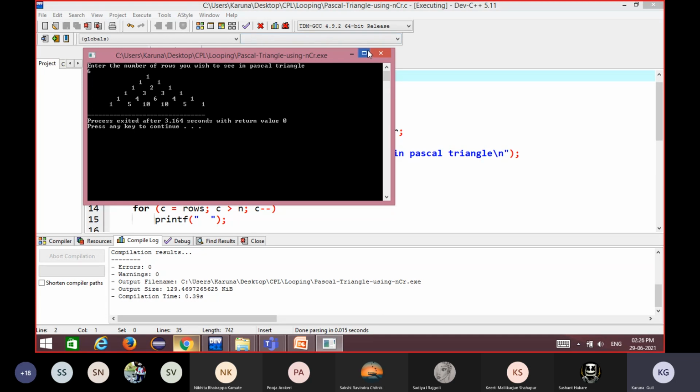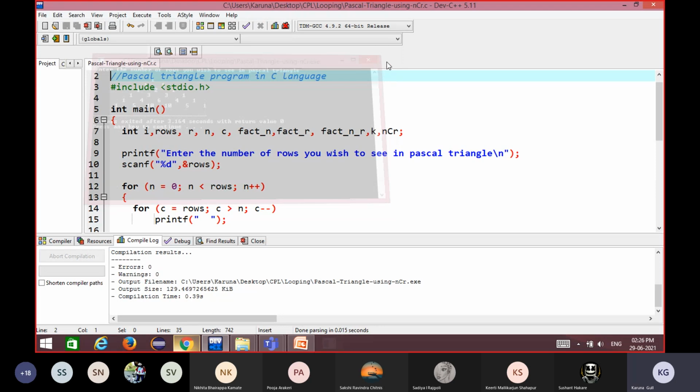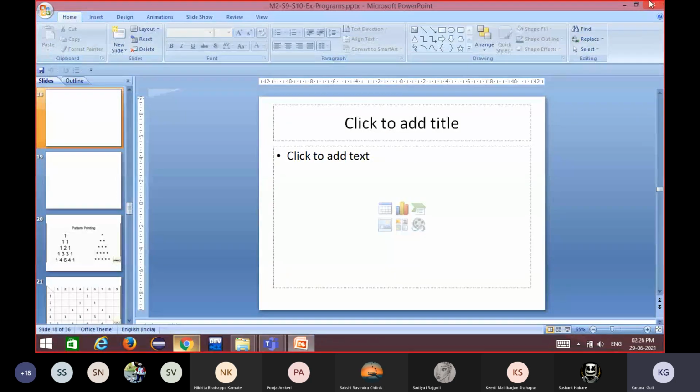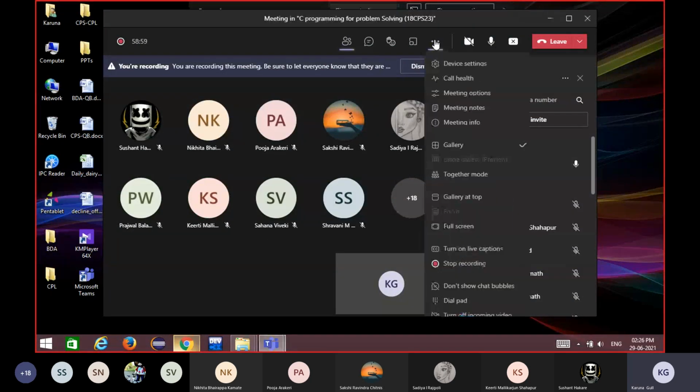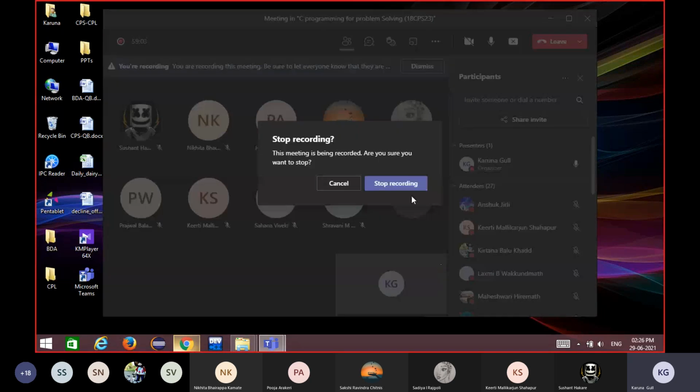So any queries, students? Okay, so this is actually all about your second module. I have solved as many programs as possible. I've taken so many examples on this. So do you still have any problems? You can bring those things out, so we can discuss.